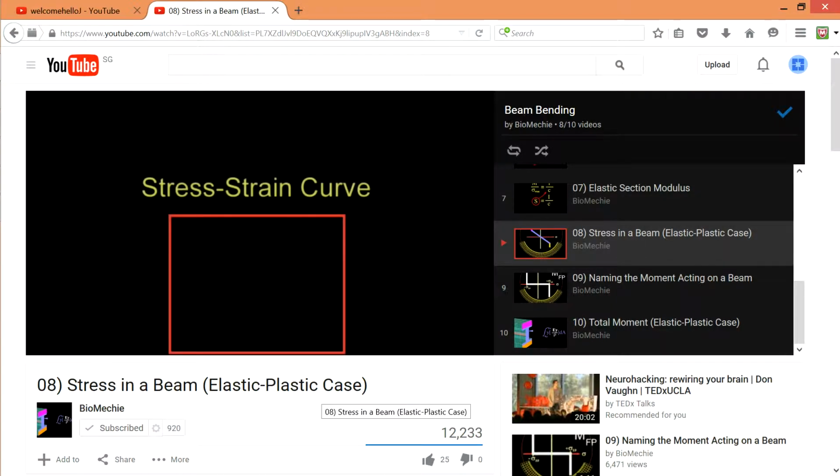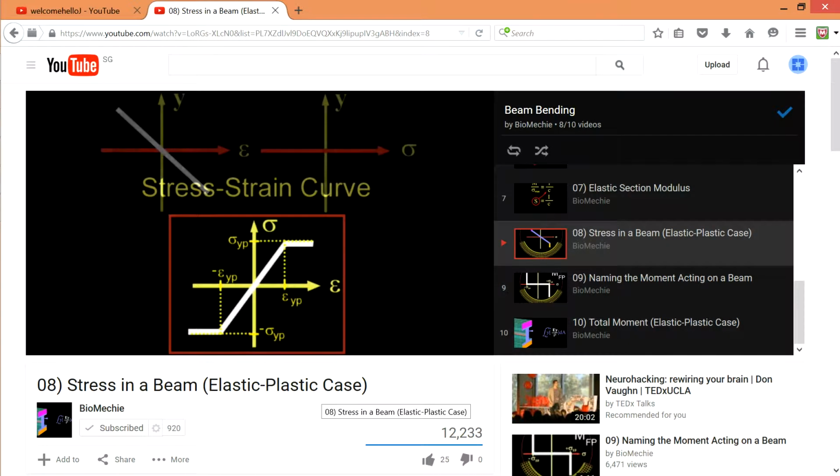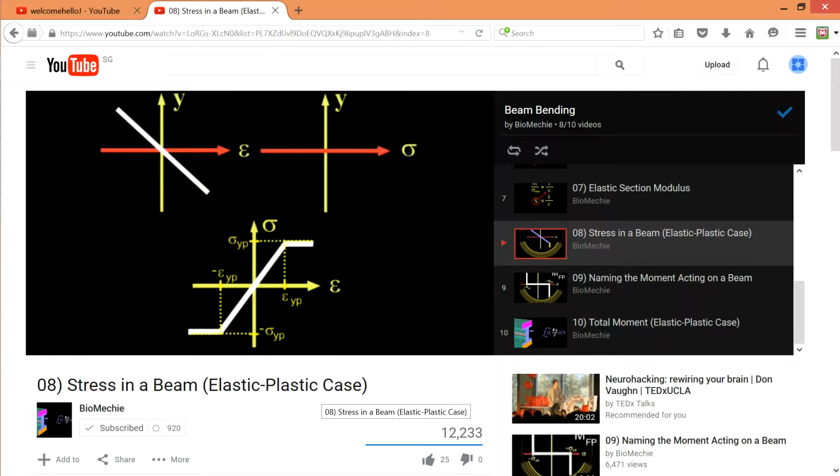Another way of looking at the relationship between stress and strain in the elastic plastic case is to use the stress-strain curve to determine the stress at each point. If the radius of curvature is known, then the strain can be found at any point using the equation epsilon equals minus y over rho.